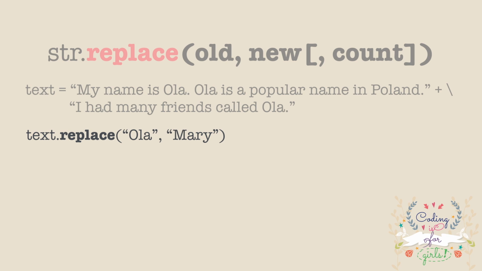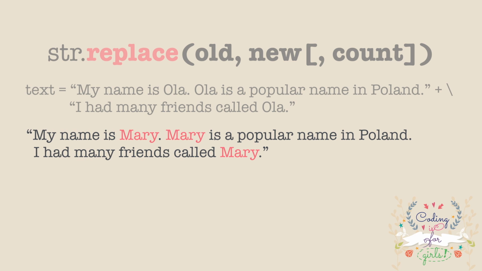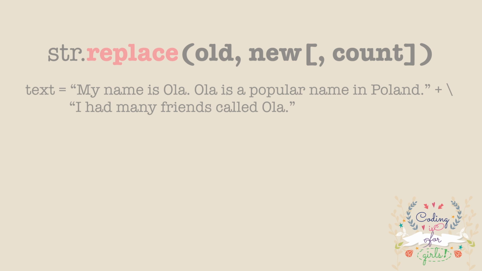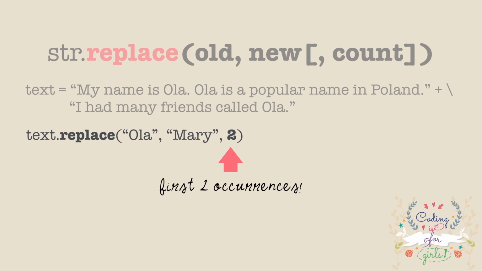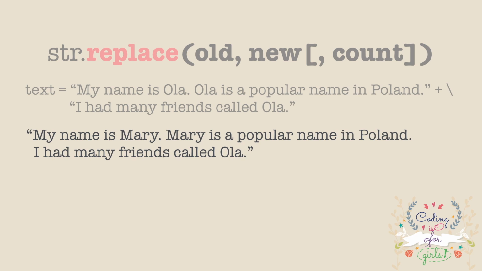So Python will change all occurrences of Ola in the text and change it into Mary. Or if we would like to change only the first two occurrences of Ola into Mary and the last should be left alone, we could add the argument count. So our text dot replace Ola, Mary, and then two.